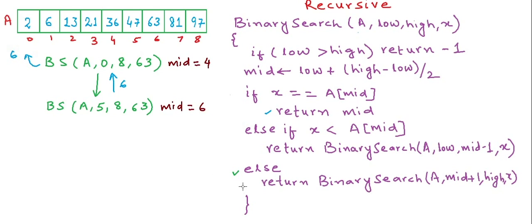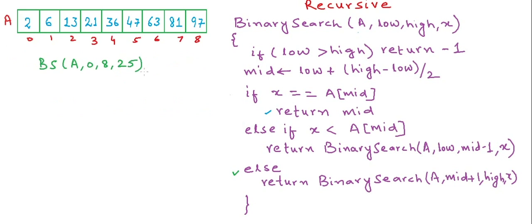Let us now say that we want to search for number 25. So we make this call to binary search from the main method. Now once again we calculate the mid. Now the element at index 4, 36, is greater than 25. So we make a recursive call to search for 25 from index 0 to 3.